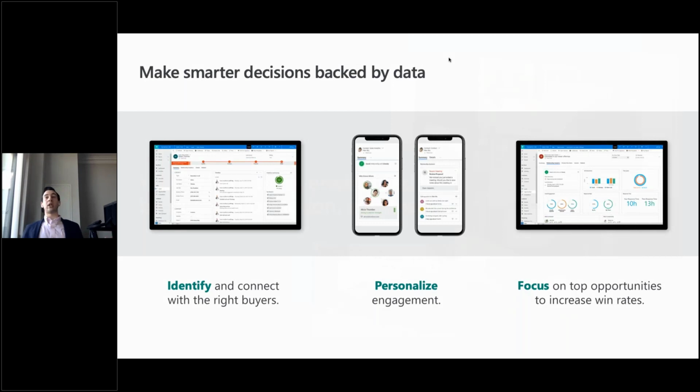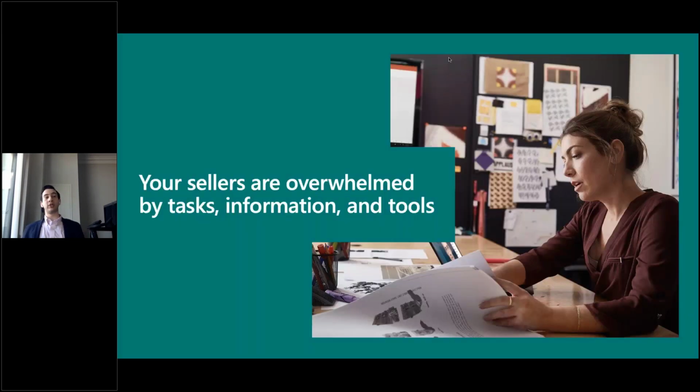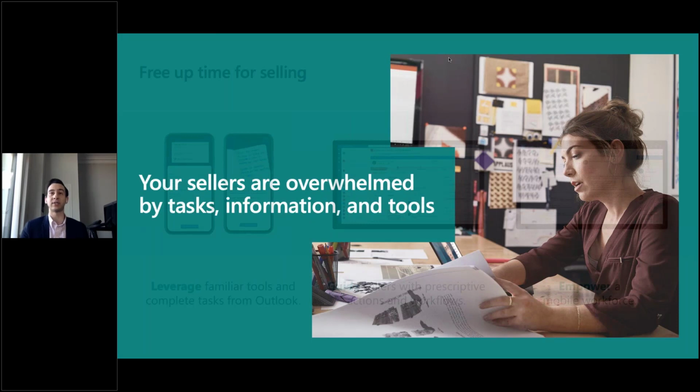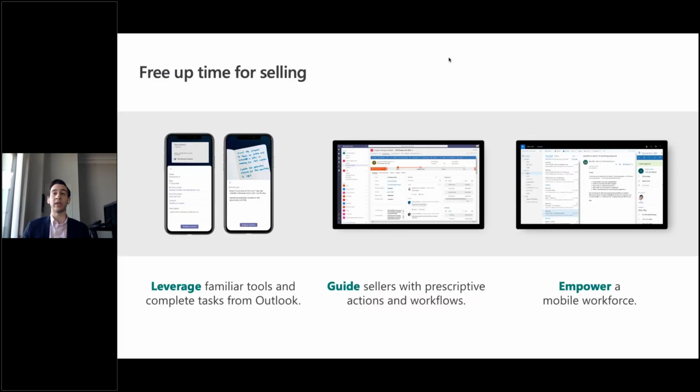So the next thing is your sellers are overwhelmed by tasks, information, and tools. Obviously, as you go through the sales cycle, there's probably 6 or 7 of you that are trying to position your product in there, the same way that 6 or 7 other platforms are positioning their products in any sales cycle that I'm in. That's just the nature of the business. So you want to leverage familiar tools and complete tasks from Outlook. You really want to keep your tasks, make sure you stay front and center and you're organized, leveraging all those tools across the ecosystem to communicate with your customers.